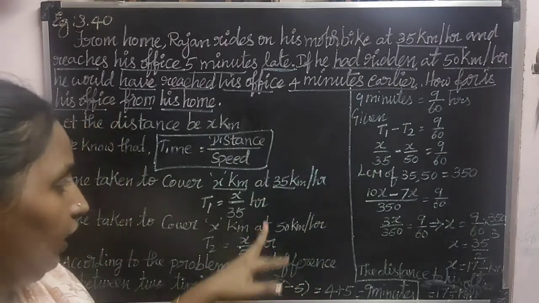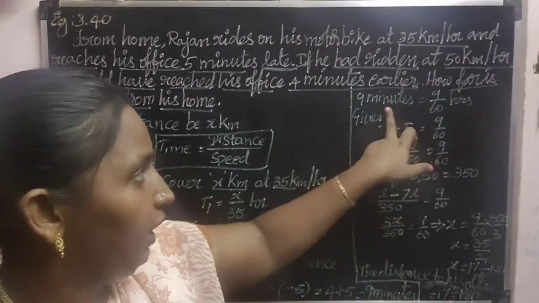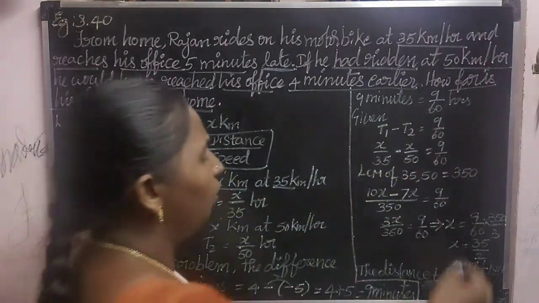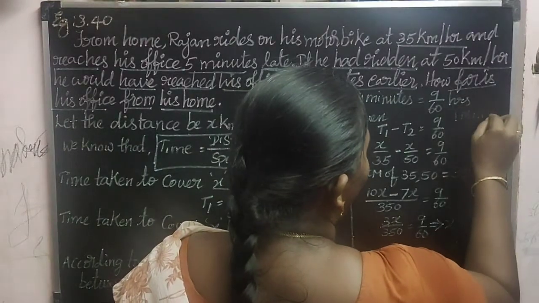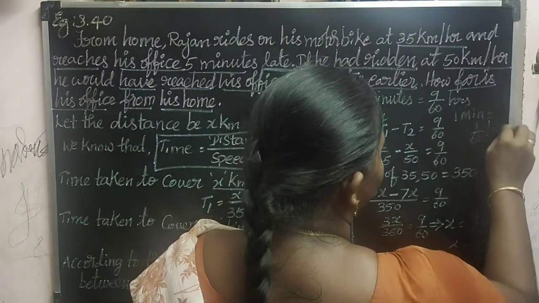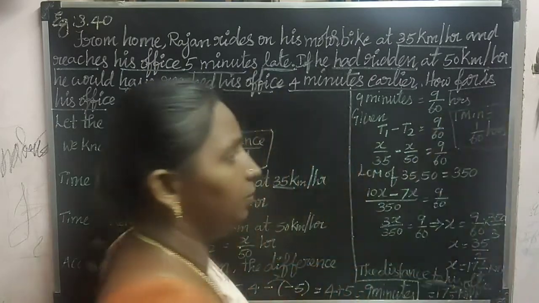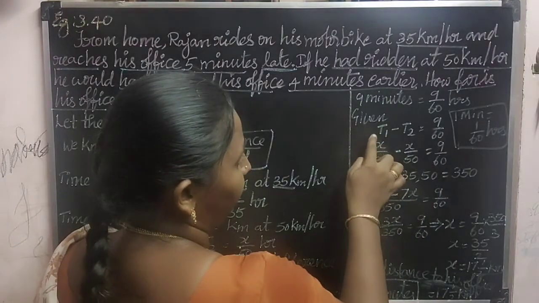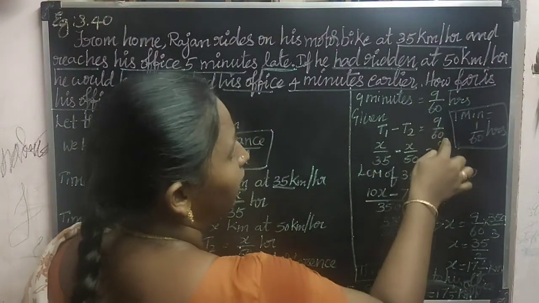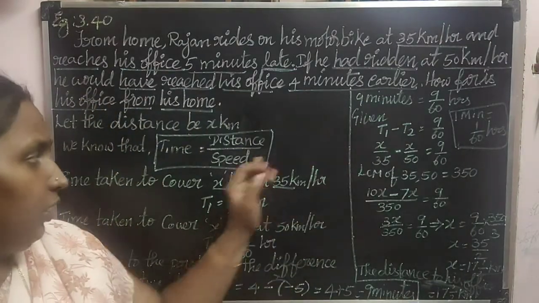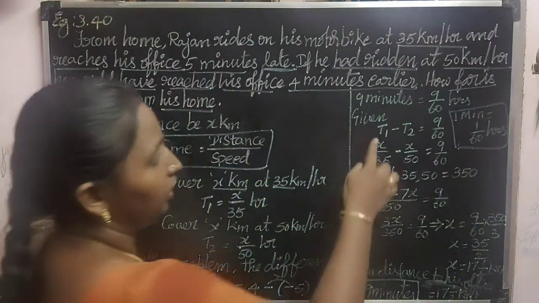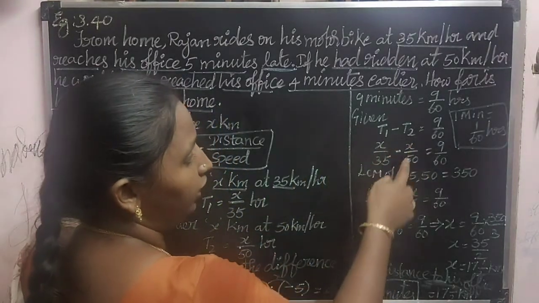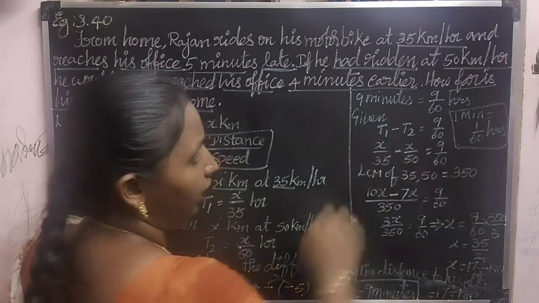Here we have to write the time in hours, but we found it in minutes. So convert 9 minutes into hours: 9 divided by 60 hours. You already know 1 hour equals 60 minutes, so 1 minute equals 1 by 60 hours. Am I right? So the time difference, T1 minus T2, equals 9 by 60. That is the difference between these two times. So T1 is x by 35, minus T2, x by 50, equals 9 by 60.